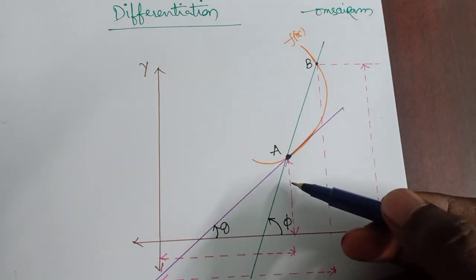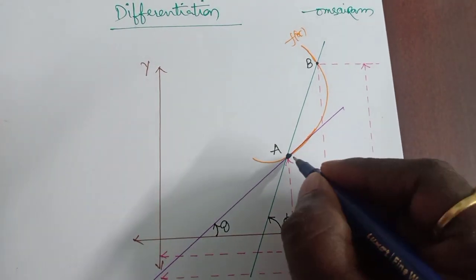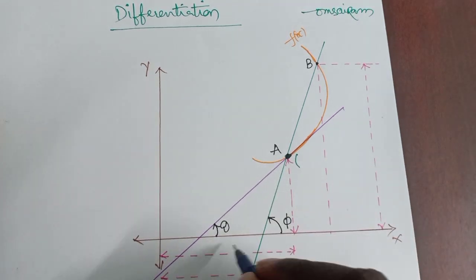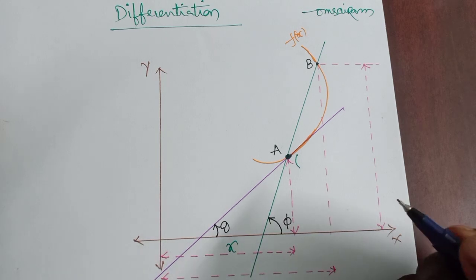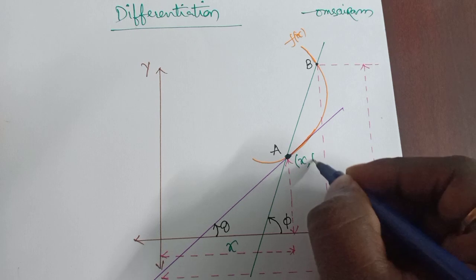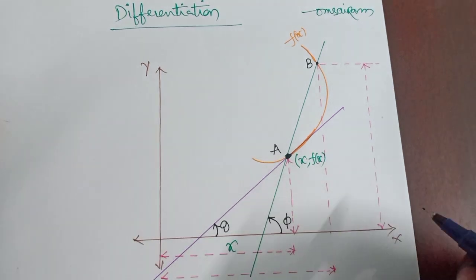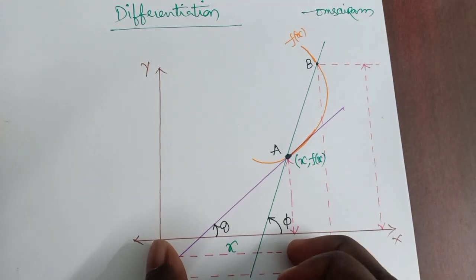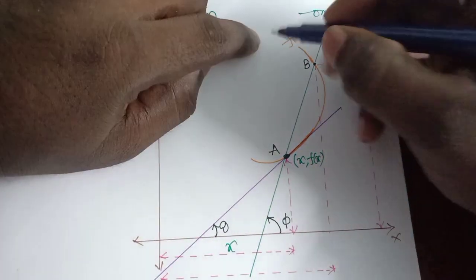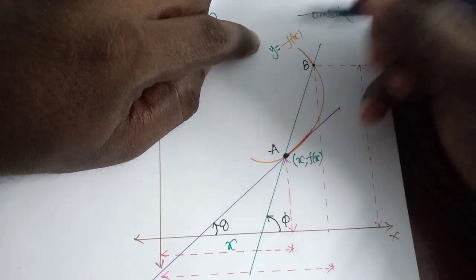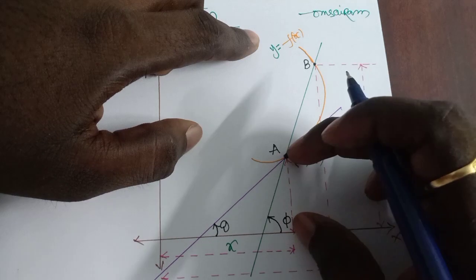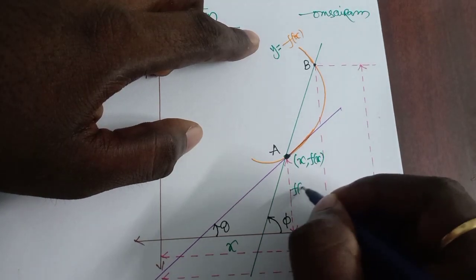Now see, I take A as, for suppose the x coordinate is x, then A is nothing but x comma f of x. If it is x, clearly if we substitute here in this function, what we get? f of x, the y coordinate. Why? Because we already know that y equals f of x. So x comma f of x. Now the length of this is f of x.